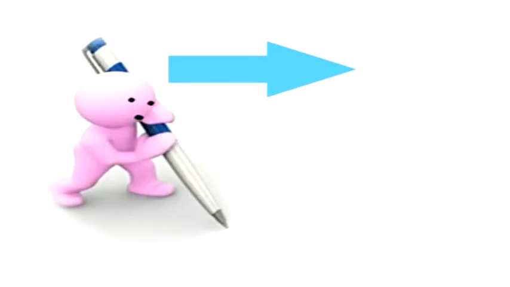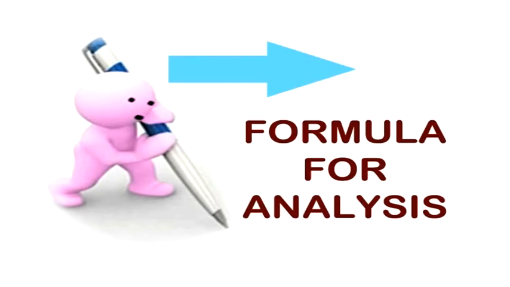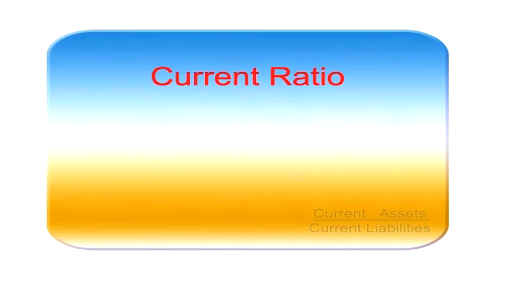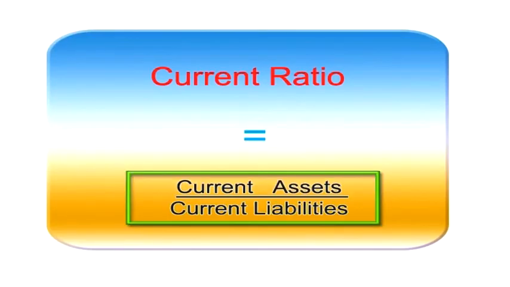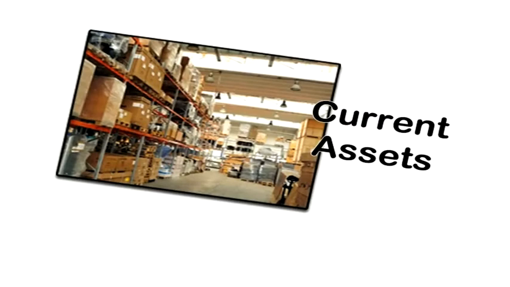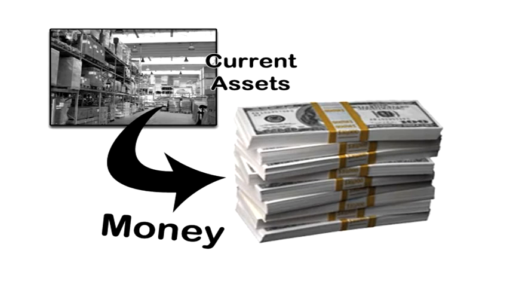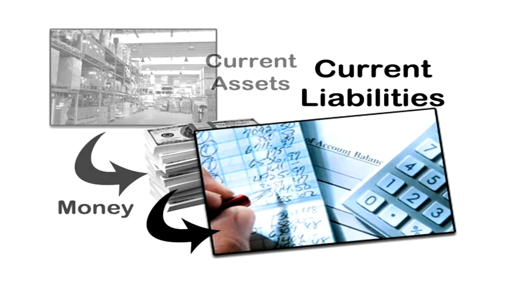Going ahead, it can be represented in a formula which is used for analyzing the ratios. Its formula is current assets upon current liabilities. It's called current ratio, and ideally it should be 2:1. That means current assets should be double the current liabilities. An organization should have at least double the amount of readily convertible assets so that they can pay off the liabilities in a much better manner.